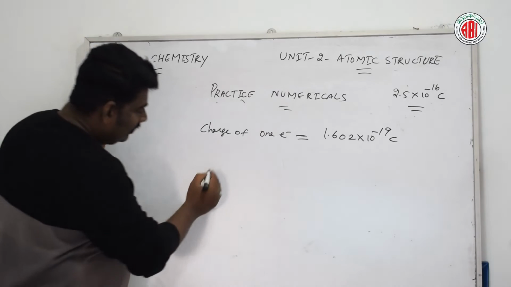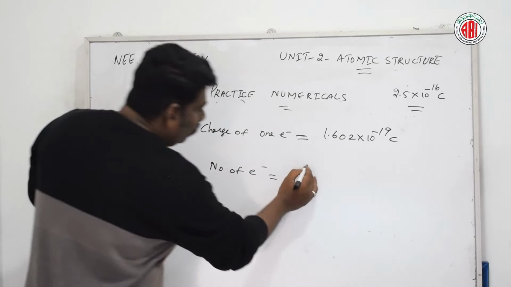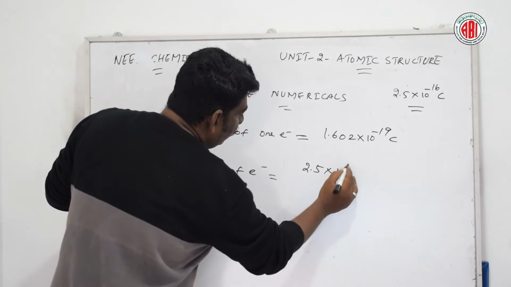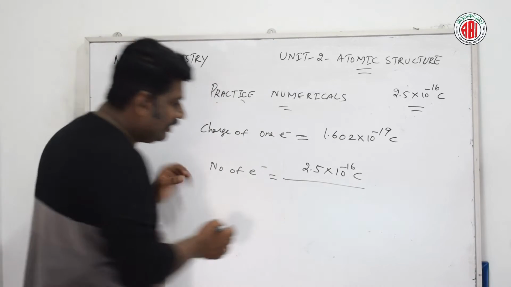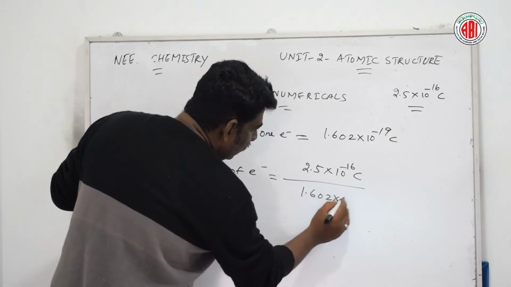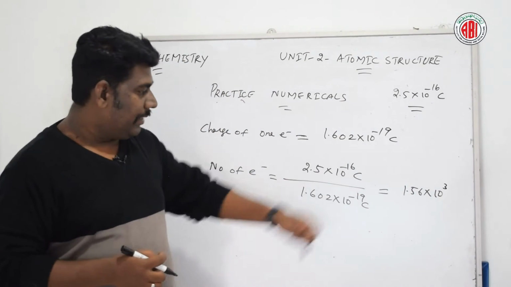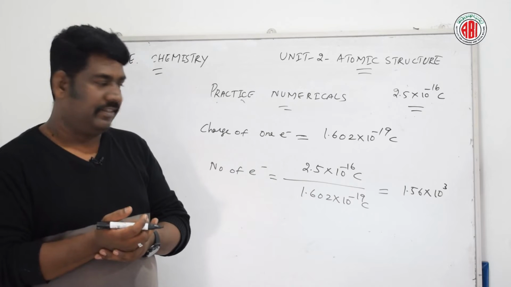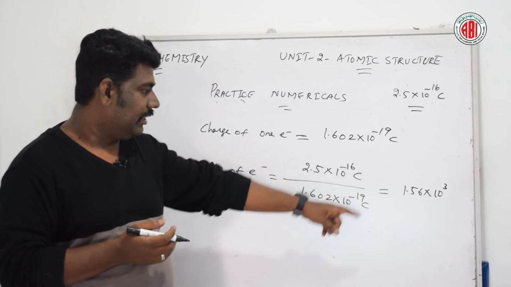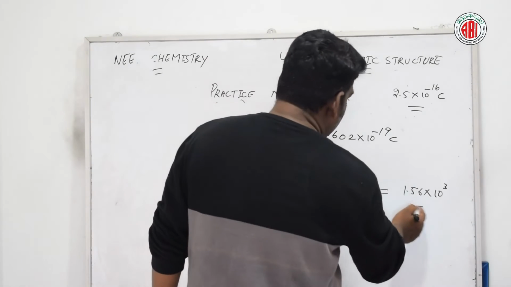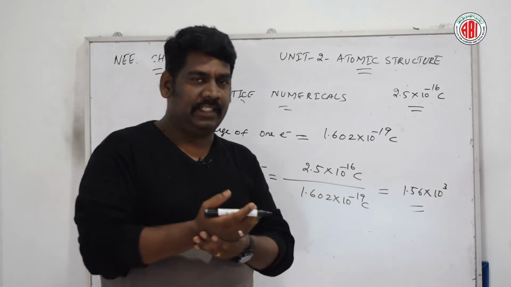Number of electrons is equal to 2.5 into 10 to the power of minus 16 coulomb divided by the charge of the electron, that is 1.602 into 10 to the power of minus 19 coulomb. Simplifying this, we get 1.56 into 10 to the power of 3. Subtracting the powers, minus 16 minus minus 19, we get 10 to the power of 3. By this way we can calculate the number of electrons present in the given charge.